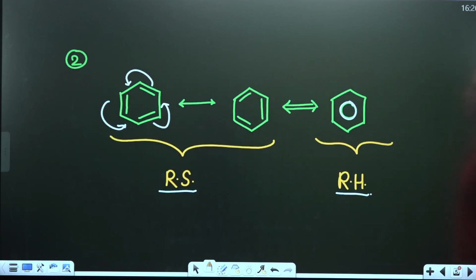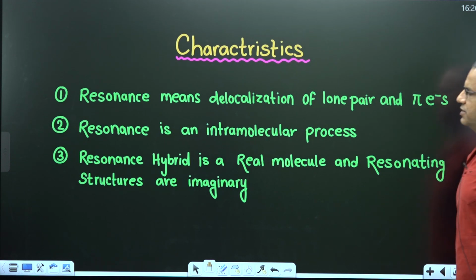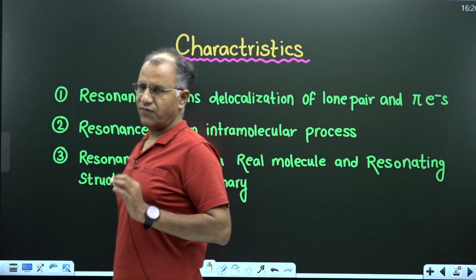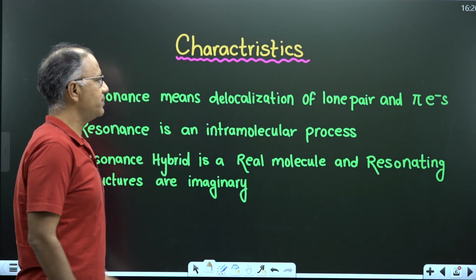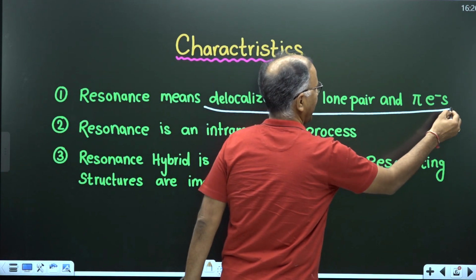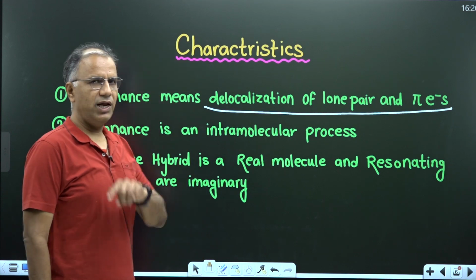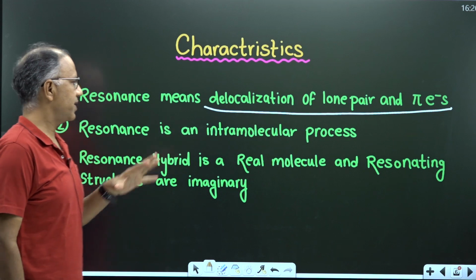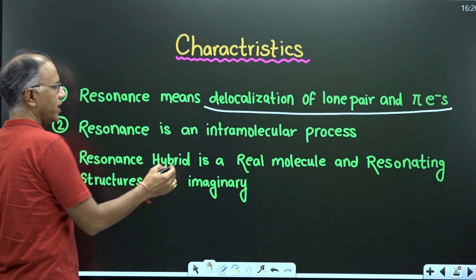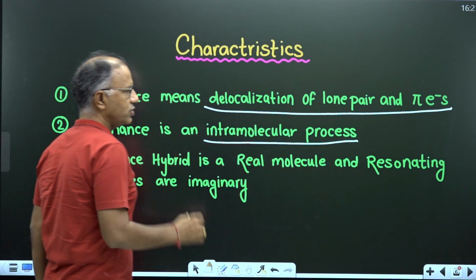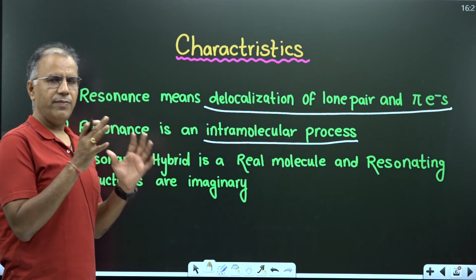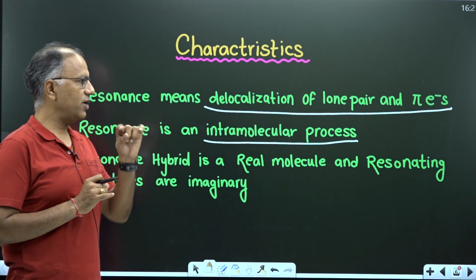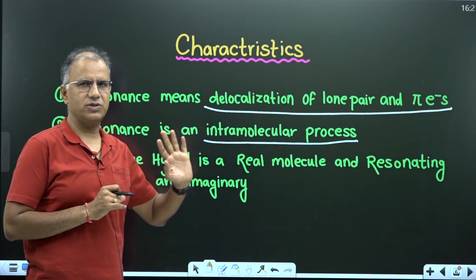Now draw this. Now write the characteristics. What is the first one? What is the meaning of resonance? Resonance means delocalization of lone pair and pi electrons. Resonance involves delocalization of lone pair and pi electrons. It means we cannot move sigma bonds, and we cannot move the positions of atoms. And we already explained that resonance is an intramolecular process, because you can move lone pairs and pi electrons only within a molecule. Therefore, it is an intramolecular process.